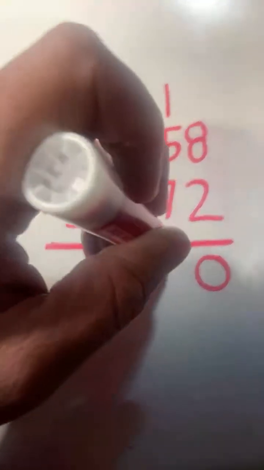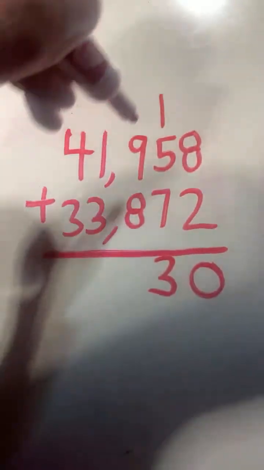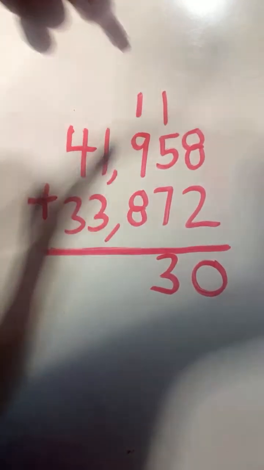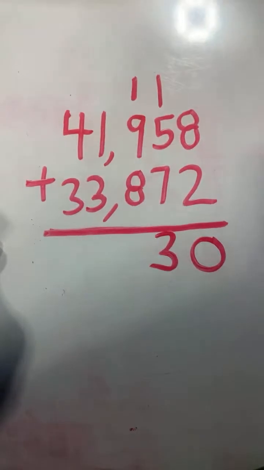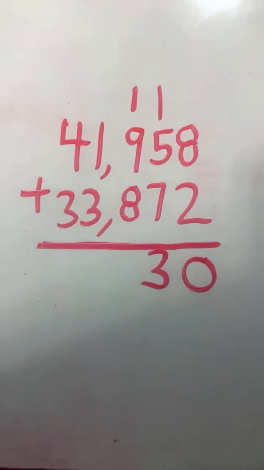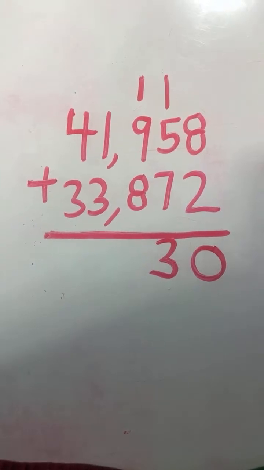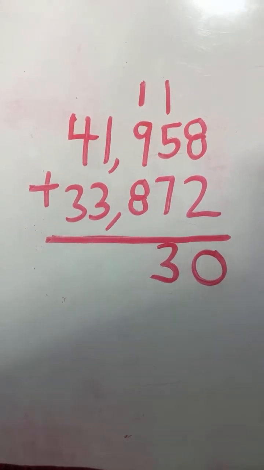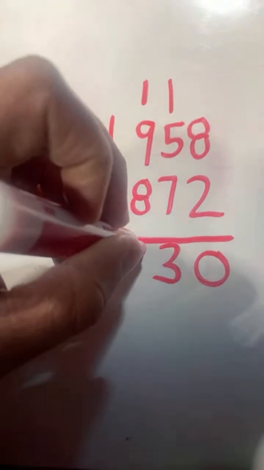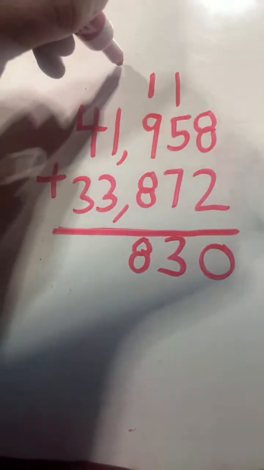Again, we need to regroup. The 3 in 13 goes in the tens place. The 1 in 13 gets carried over to the hundreds place. 9 plus 8 equals 17. Plus 1 equals 18. 8, carry the 1.